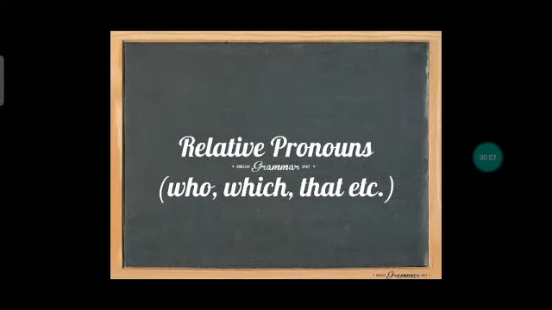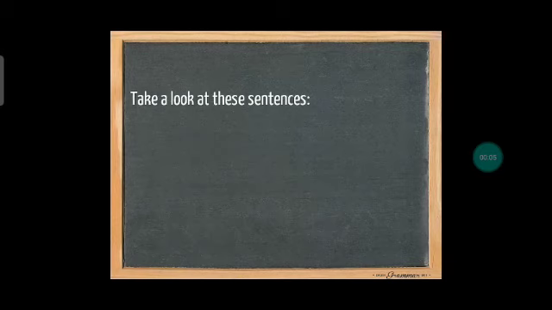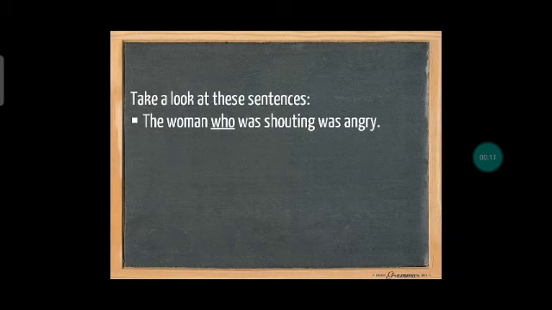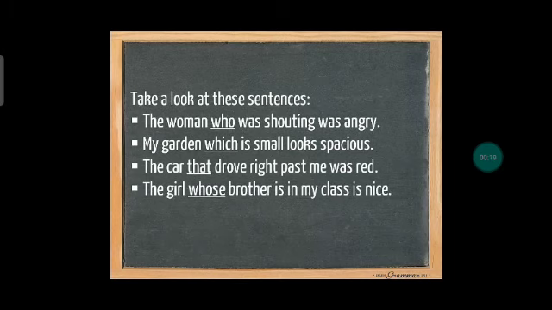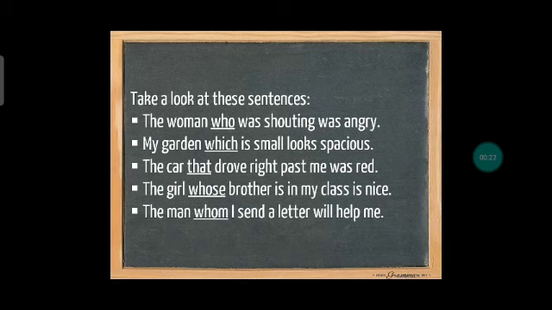Today we are going to have the relative pronouns, which, that, it's rare. Take a look at these sentences. The woman who was shouting was angry. The garden which is small looks spacious. The car that drove right past me was red. The girl whose brother is in my class is nice. The man whom I sent a letter will help me. What she told me is not true. These are the examples. Let's get into details.